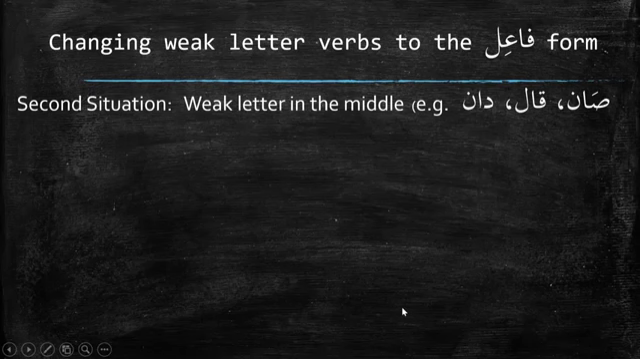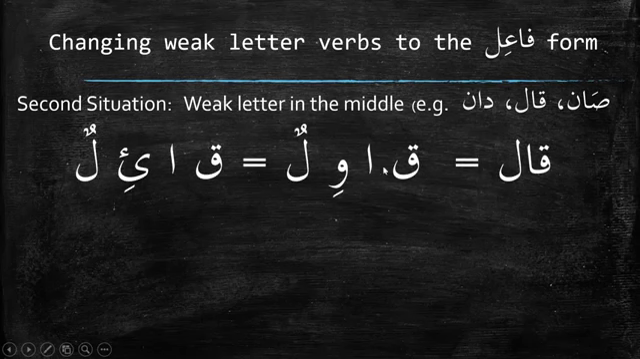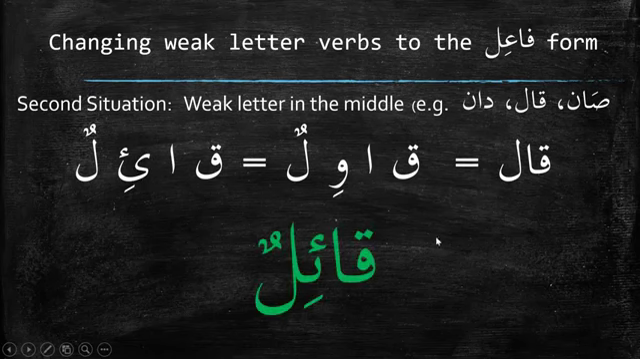When we look at our next word, which is qala, the middle letter is a waw. So again, you're going to put an aleph on the first letter under normal circumstances. That waw would take a kesra, and then you would have dhammatan on the lam. So it would become qawilun. But again, that middle letter is going to take a hamza sitting on a ya. So it's going to look like this, qa'ilun.